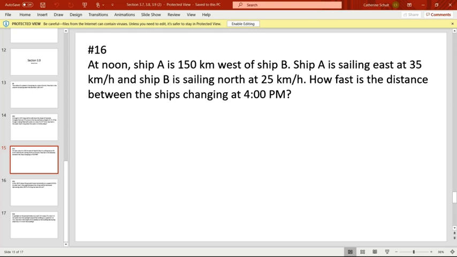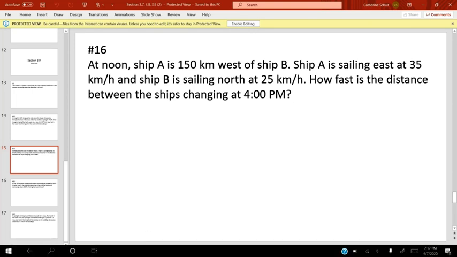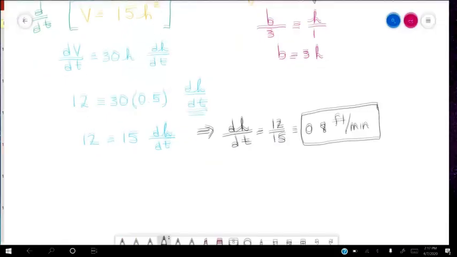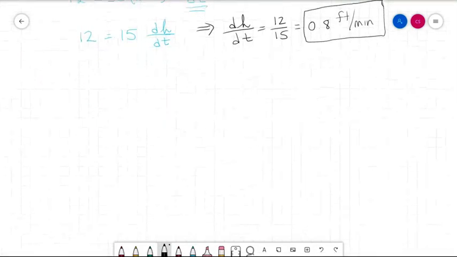All right, so that's step one, just reading our problem. Look, we have all of these rates of change. Ship A's rate of change is right there, ship B's rate of change is right here, and we have to find how fast the distance is changing. That tells us we're in a rate of change problem. So when we're in a rate of change problem, we draw a picture.